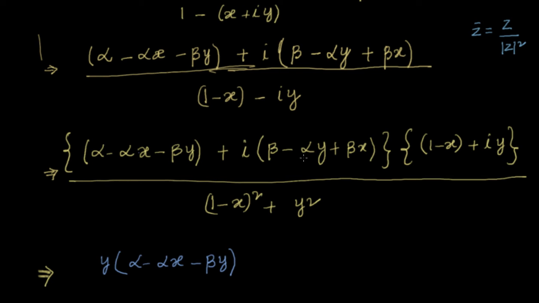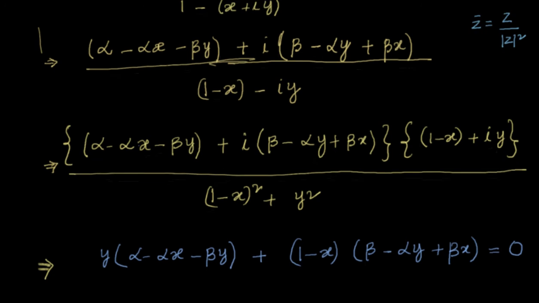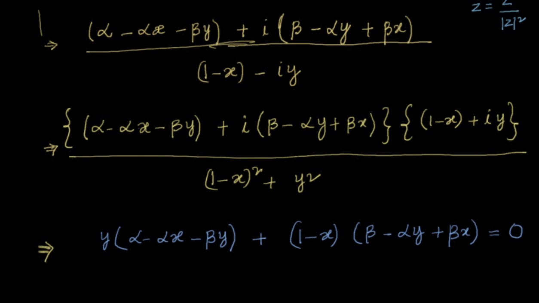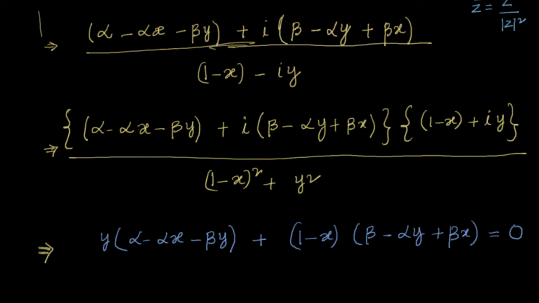Then I have the second term multiplied with the first term here, that is also imaginary part, that is nothing but 1 minus x multiplied with beta minus alpha y plus beta x. This is the whole imaginary part we have, which should be equal to 0. So this is what we are going to work on now and try to find out. So let's go ahead and simplify this now.